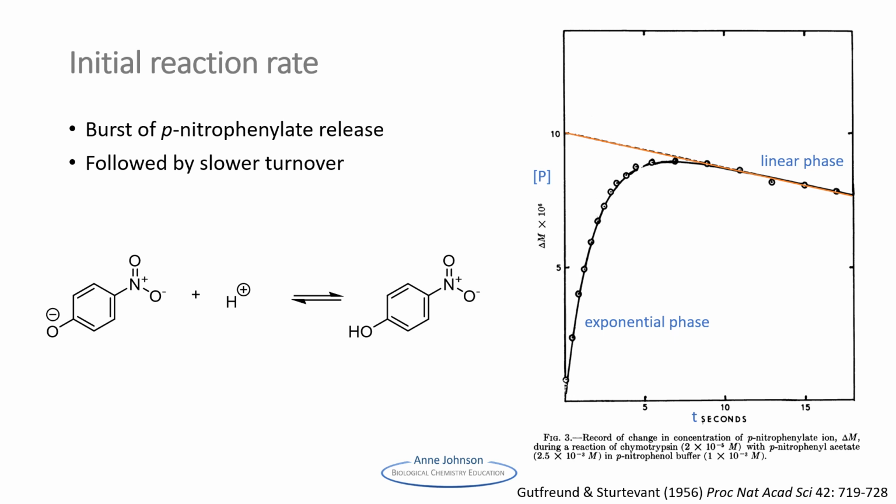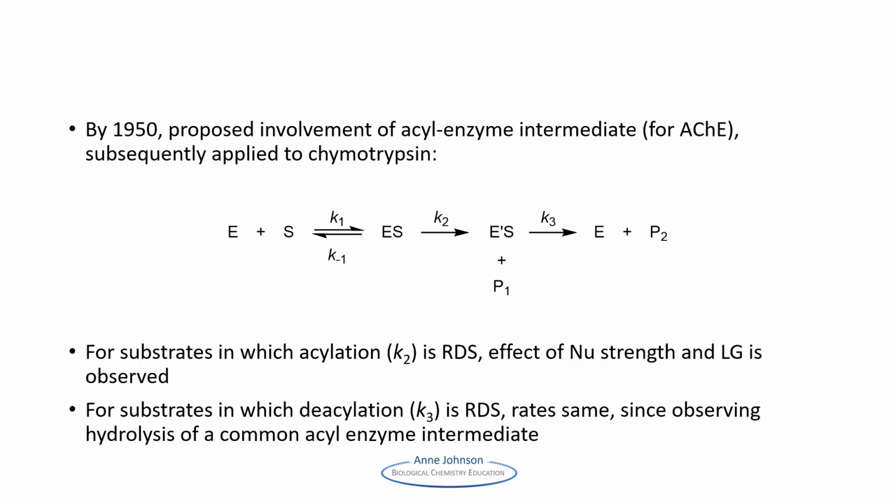When the linear phase is extrapolated back to time zero, the resulting value correlated exactly with the amount of enzyme used in the reaction. In other words, if they changed the amount of enzyme used, this value would change accordingly. The two-phase reaction that is dependent on enzyme concentration is evidence for the formation of a covalent intermediate with the enzyme, as one would expect to find in a double displacement kinetic mechanism. The idea of an acyl enzyme intermediate was already proposed for another enzyme, acetylcholinesterase, by 1950, so it was not much of a stretch to apply the same concept to chymotrypsin.